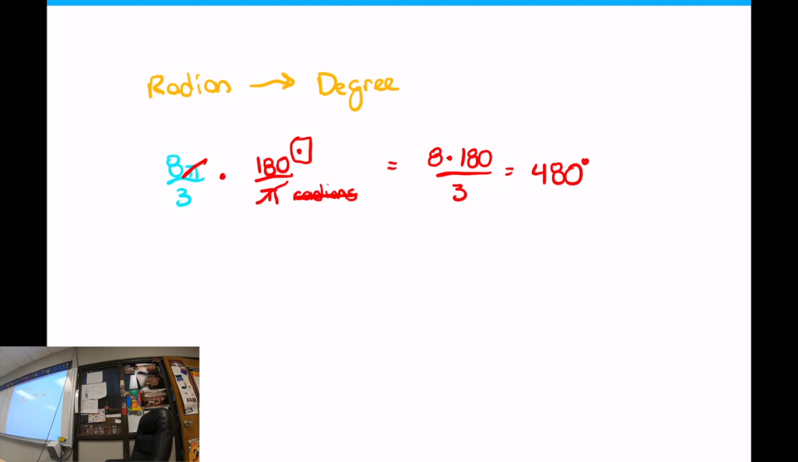Oh, I didn't divide it. I got 315. What did I do wrong? No, you're good. Is that the second one? Yeah, that's right.